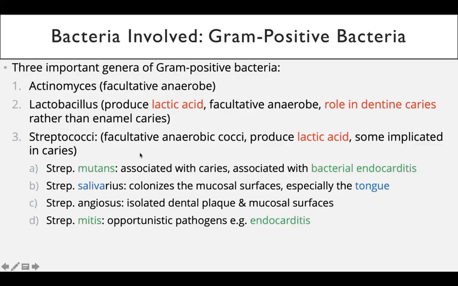So mutans, mitis cause endocarditis, also cause periodontal disease. Salivarius causes tongue. So even in the viva, if you reproduce at least 3 of them, and I say, okay, gram-positive bacteria, you remember ALS, you remember mutans, mitis, you got the full marks. Perfect. Okay, so now you have some idea of this.